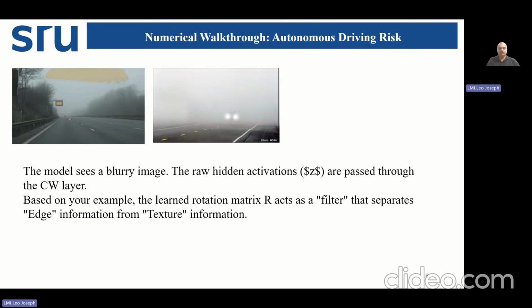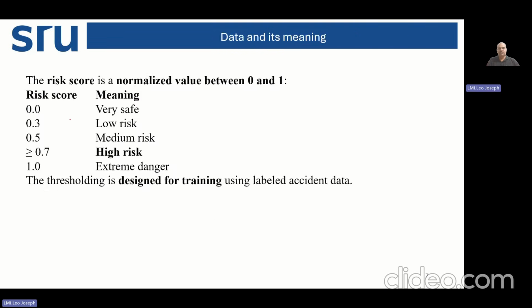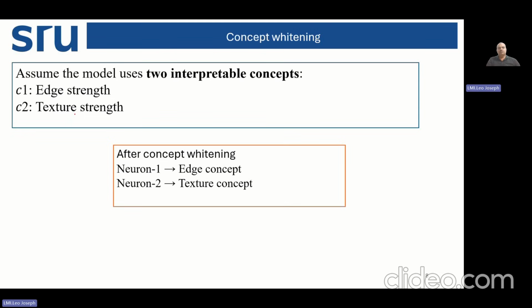Like that, this neuron will learn up to the limit what the different scenarios are. Assume the model has two interpretable concepts: one is edge strength and another one is texture strength. After concept whitening, this is very important. You can see here, after concept whitening, neuron 1 will learn about the edges. After this, two concepts are selected, C1 and C2.